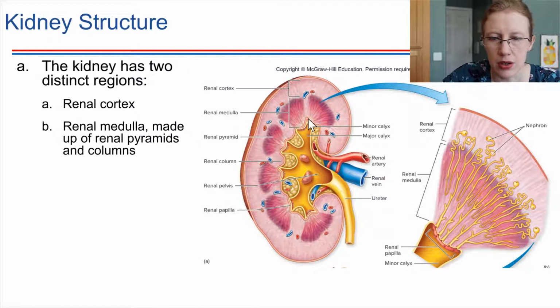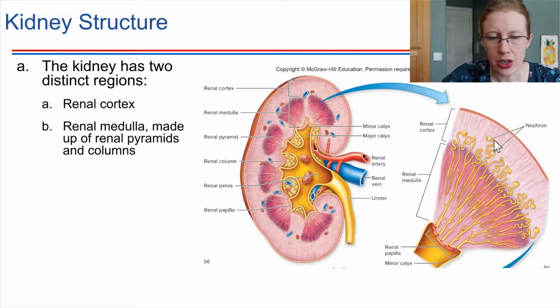Let's just take a look at a close-up of this section right here. So looking at the cortex and the medulla. In the cortex, we have these interesting little structures. We're going to be talking about these in a lot of detail. The nephrons are the functional units of the kidney, so we'll come back to those in a little bit.